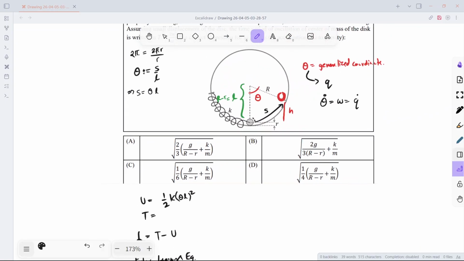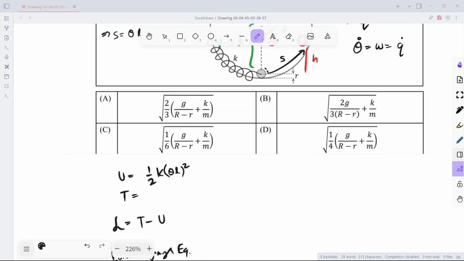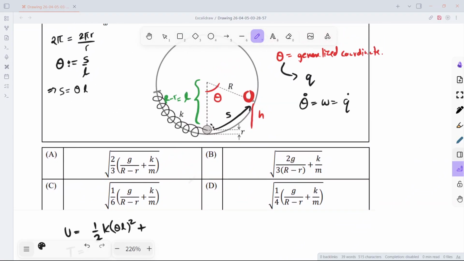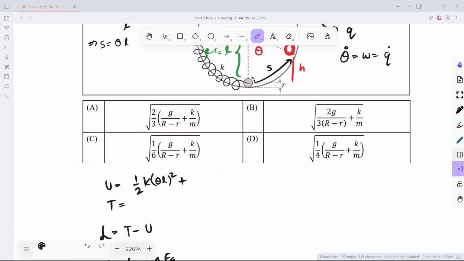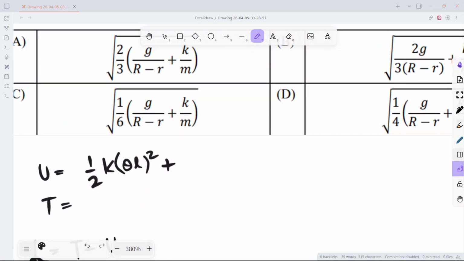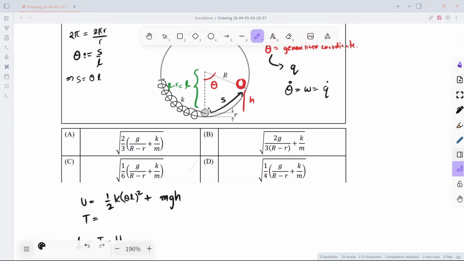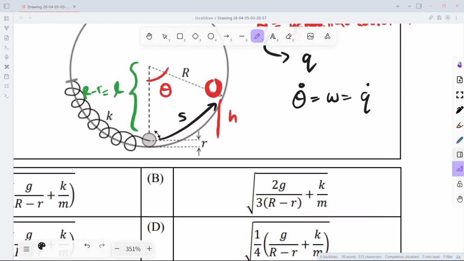So that's the spring part. You then have the gravity part. Now, the potential energy due to gravity is just mgh. Now, how much is the distance h?